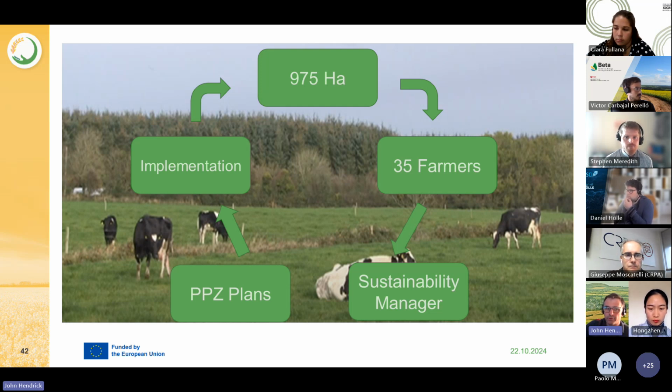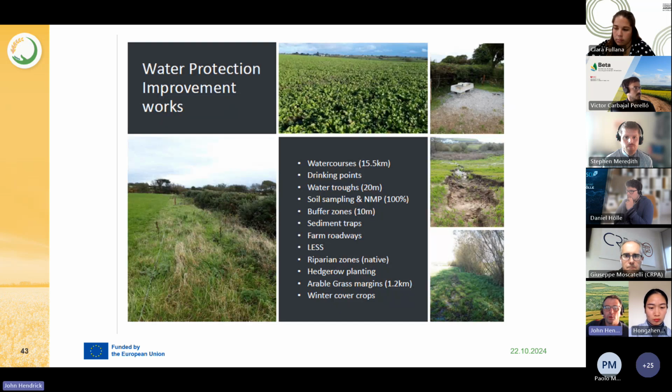And they were offered a financial incentive to change what they're doing on their farms, which would increase the quality of the waterways. So some of these water protection improvement works that they had to implement as part of these PPZ, these pollution potential zone plans, to get that extra bit of money, also satisfy the nitrates directive requirements that they had to do, which all farmers have to do in Ireland.